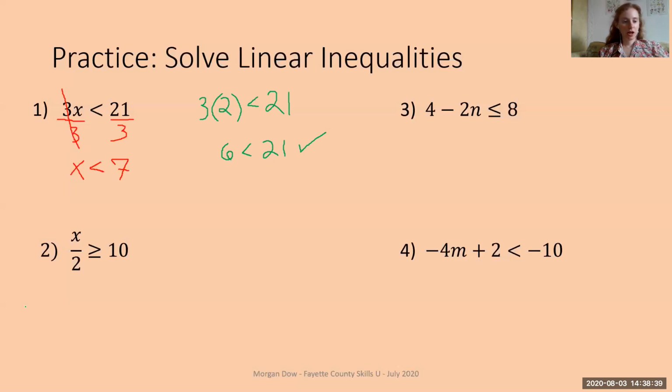All right, let's try the second example here. I see we've got x over 2 is greater than or equal to 10. So x over 2, I know that's another way of saying division, right? x divided by 2. So since I've got division on the side of the variable, I'm going to go ahead and cancel out that division using the inverse. The opposite of division is multiplication. I'm going to multiply both sides by 2.